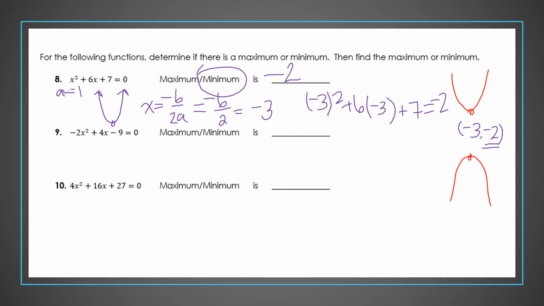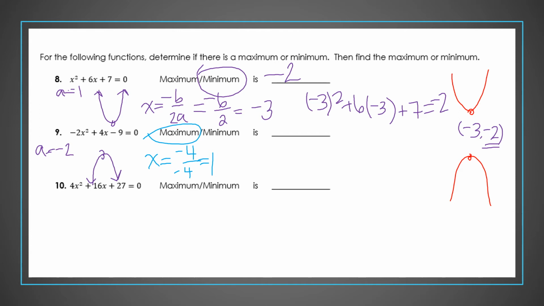On number 9, our a value is negative 2. That means this parabola opens down, and if it opens down, then we have a maximum. We are going to do the exact same thing to find the maximum. We are first going to find the axis of symmetry, which is opposite b over 2a. So our b is 4. The opposite of 4 would be negative 4. 2 times a would be 2 times negative 2, so that would be negative 4. So x equals positive 1.